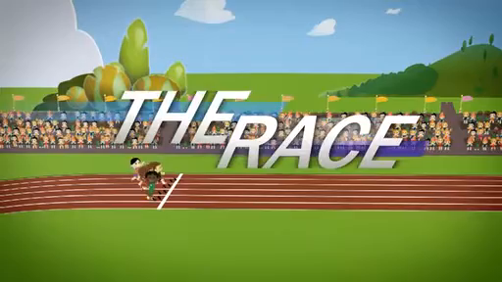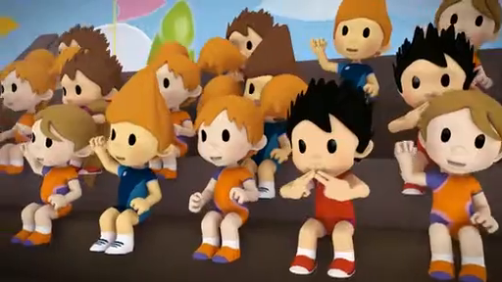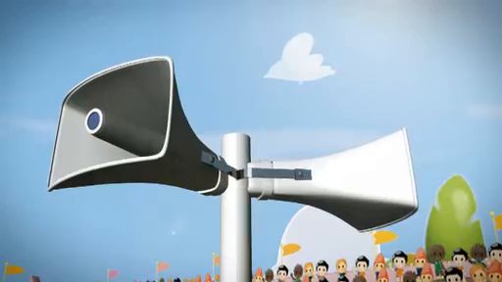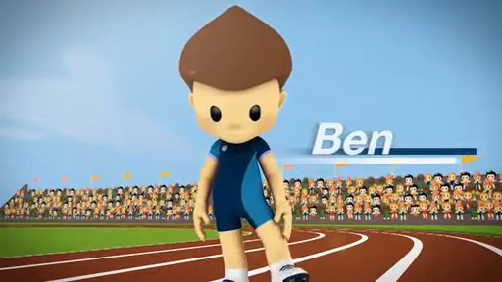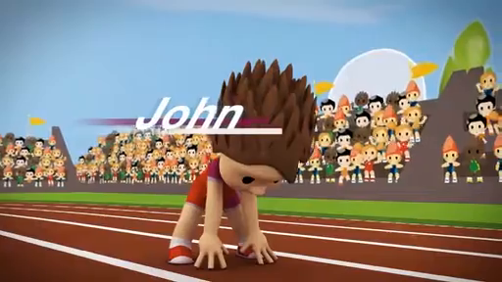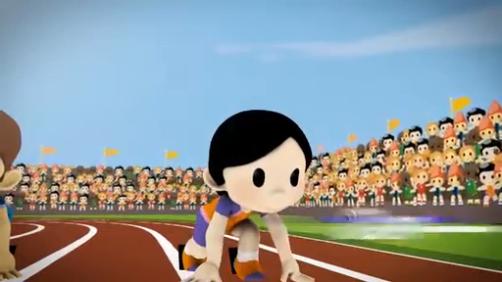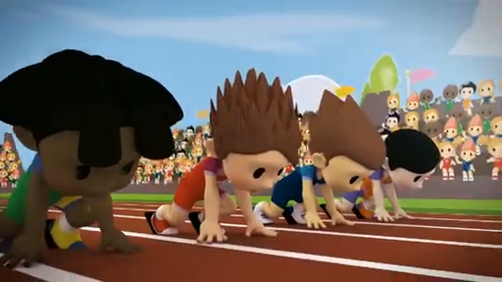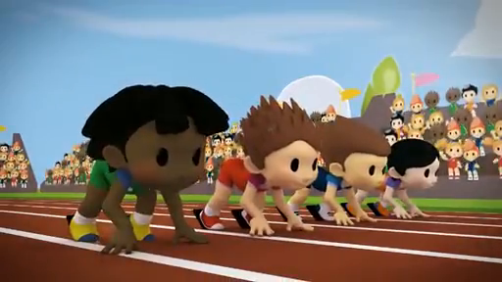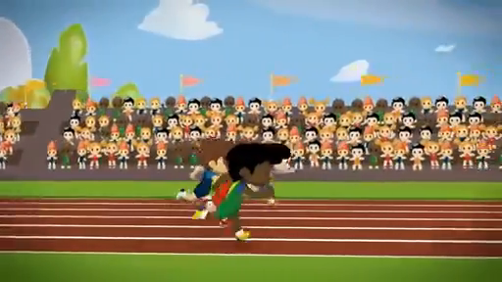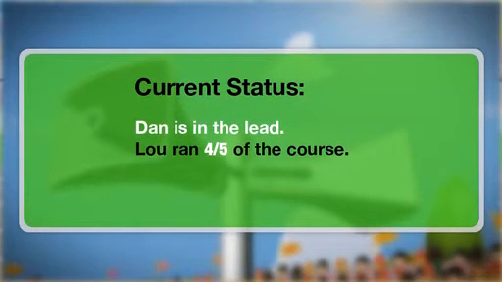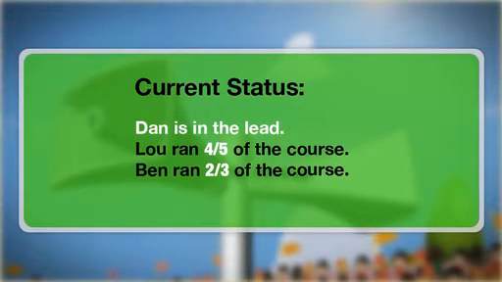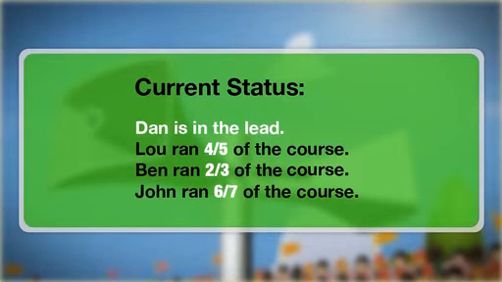Get ready to see who will be the school champion of the 200-yard race. The competitors: Lou, Ben, John, and Dan. On your marks, get set, go. The competition is not over yet. Dan is in the lead. Lou ran 4/5 of the course. Ben ran 2/3 of the course. John ran 6/7 of the course.